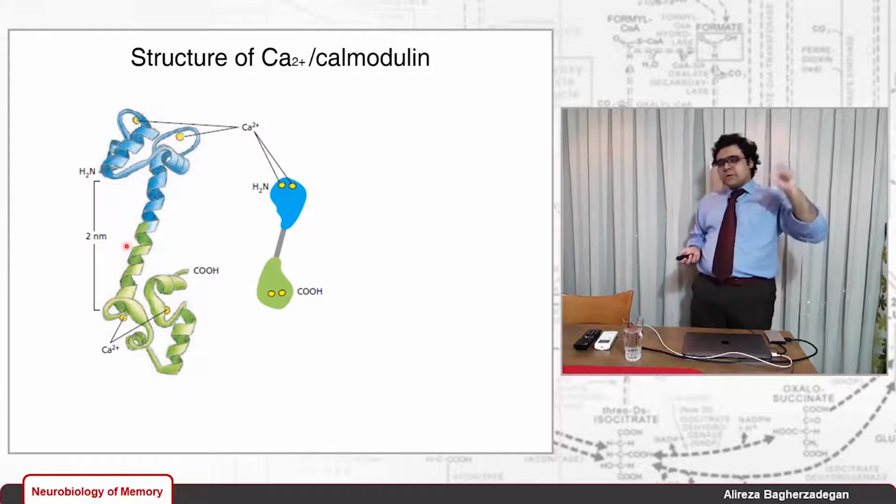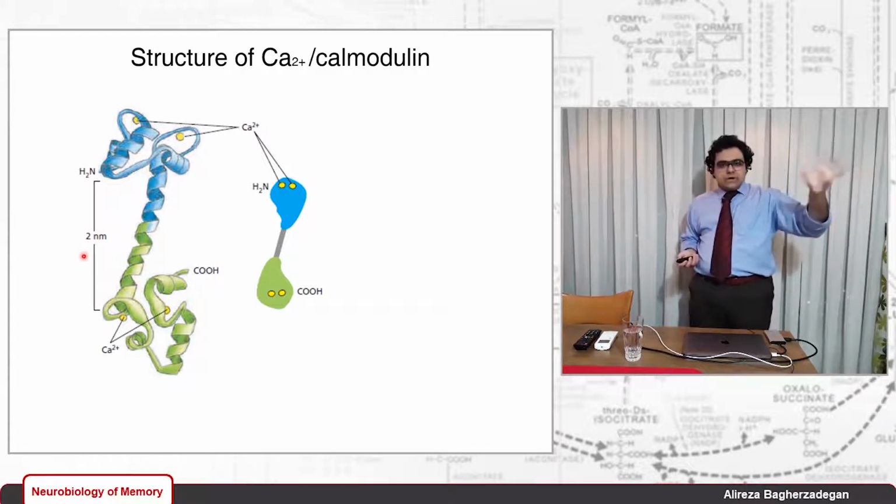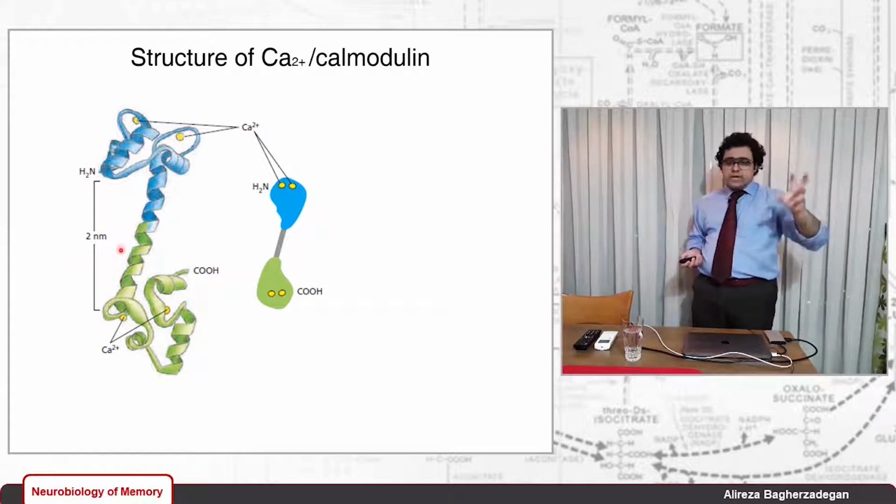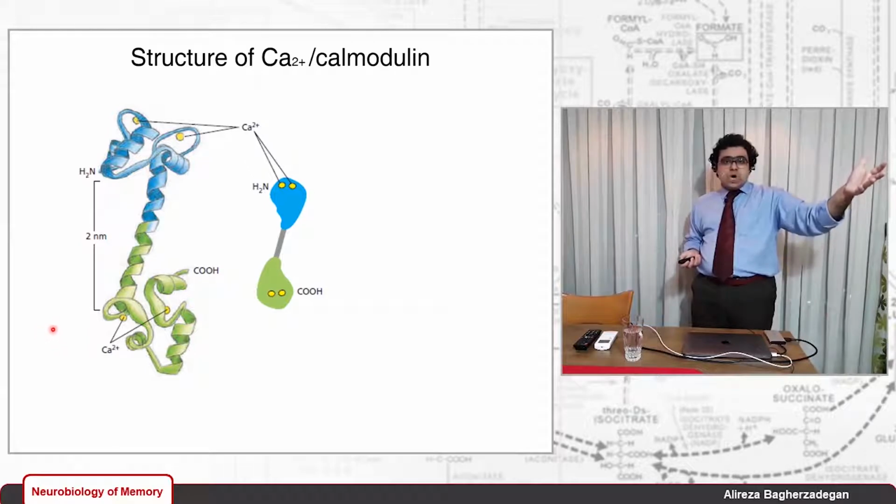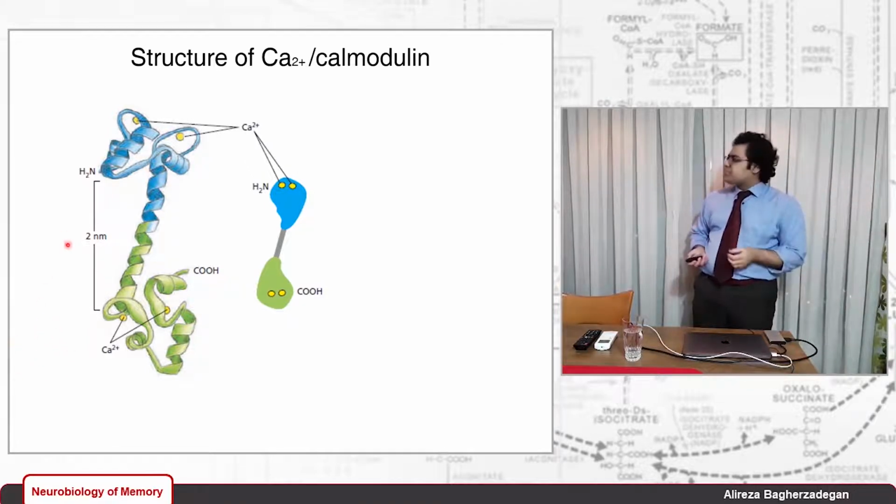This alpha helix is very important because it is very flexible, and it allows the calcium calmodulin to take different conformations or shapes, and bind to a lot of different target proteins, almost up to 100 target proteins.